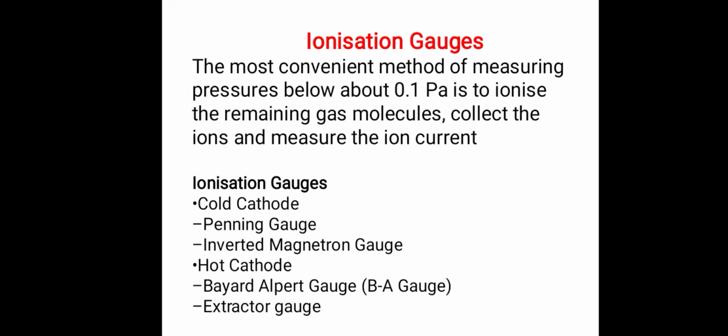Okay, see here in ionization gauges there are two methods. First one is cold cathode, second one is hot cathode. Okay, in cold cathode there is a Penning gauge and inverted magnetron gauge, whereas in hot cathode there is a Bayard-Alpert gauge, it is also called BA gauge, and extractor gauge.